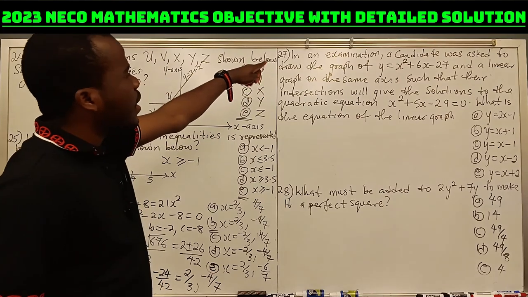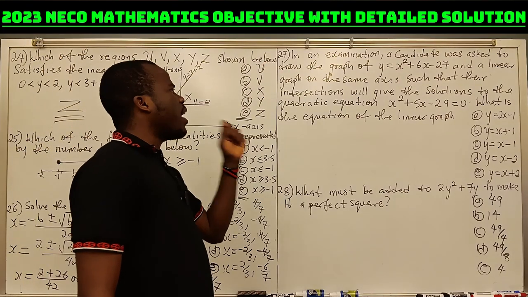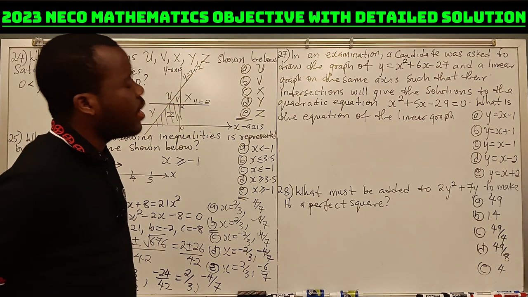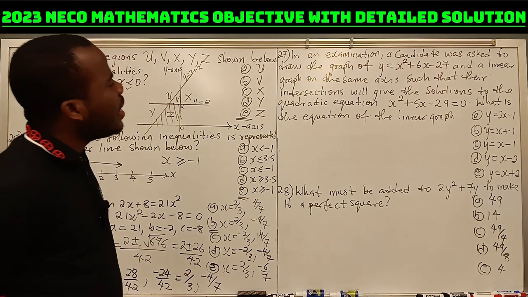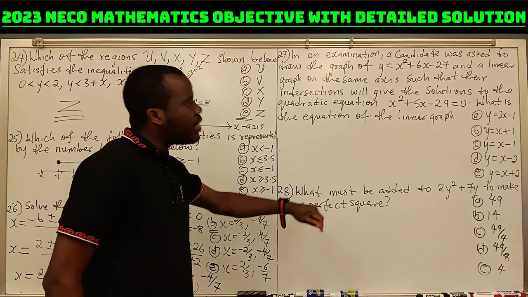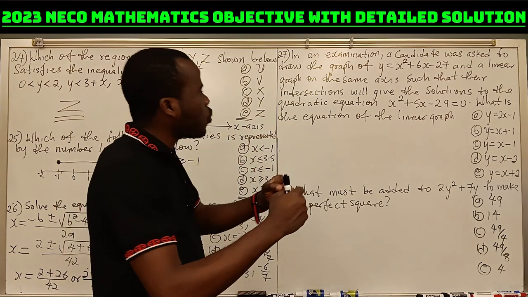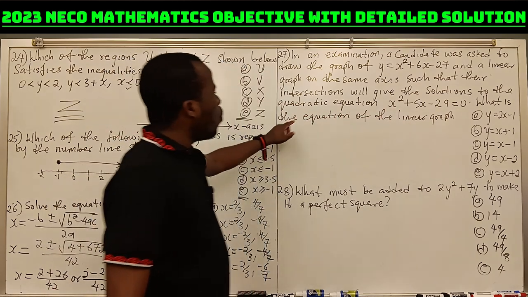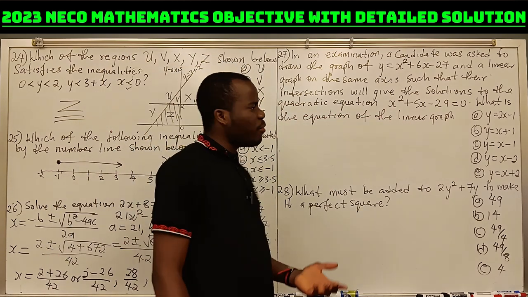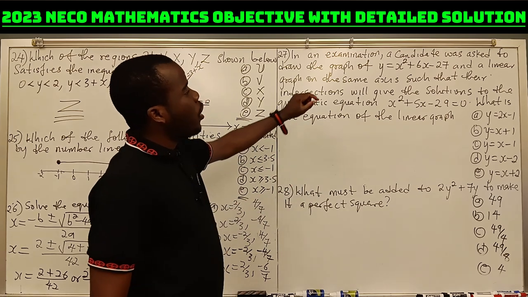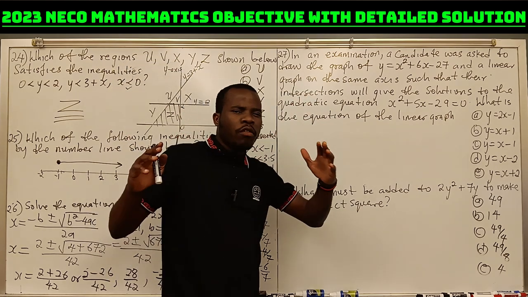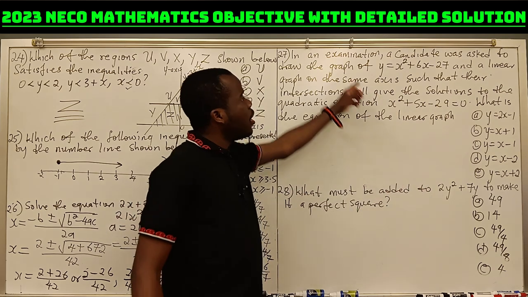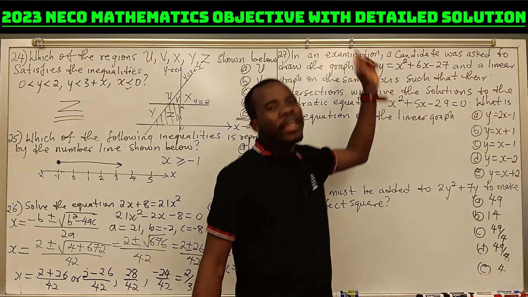The next question says, in an examination, a candidate was asked to draw the graph of y equals x squared plus 6x minus 27 and a linear graph on the same axis such that their intersections will give the solutions to the quadratic equation given. What is the equation of the linear graph? This is simple. If we are to look for the point of intersection between the quadratic equation and the linear graph, it means this quadratic expression has to equal that linear graph.